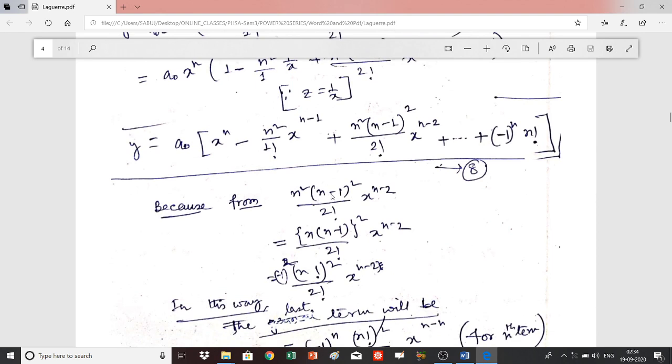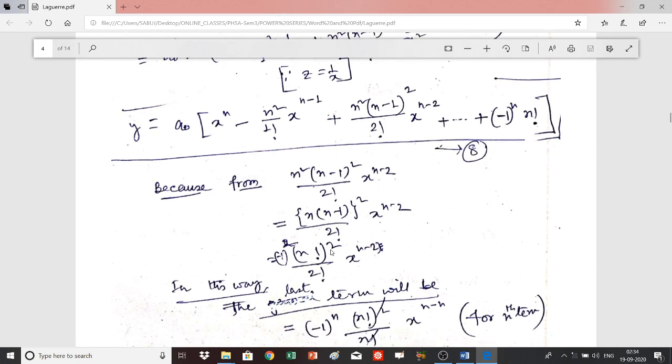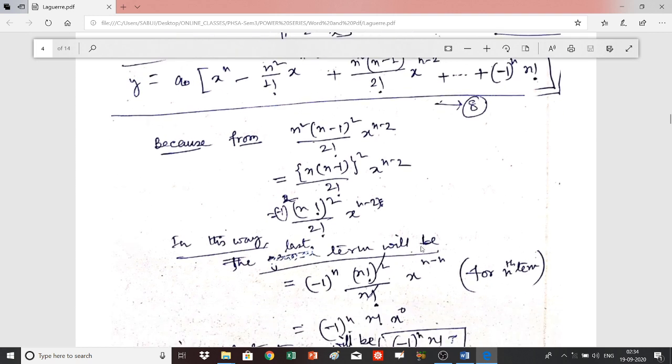Because from n square into n minus 1 whole square by 2 factorial, x to the n minus 2 is the common term. This is the second term, and that can be written as n into n minus 1 by 2 factorial, whole square, and then x to the n minus 2. So in this case, this can be written as minus 1 whole square, then n factorial whole square, and 2 factorial here, and x to the n minus 2. In this way, the last term of this series will be minus 1 to the power n, and then here will be n factorial whole square.